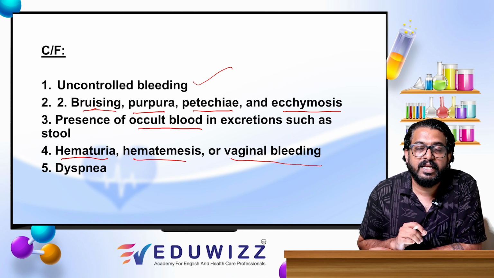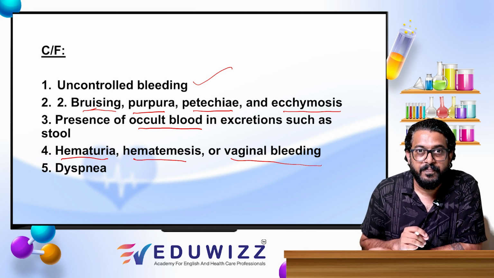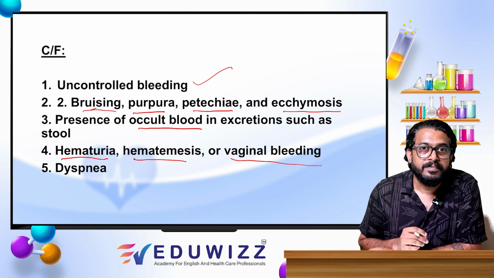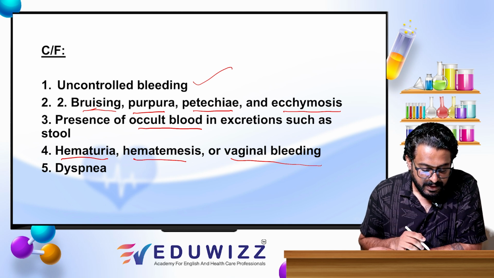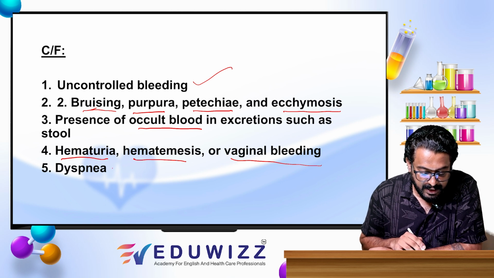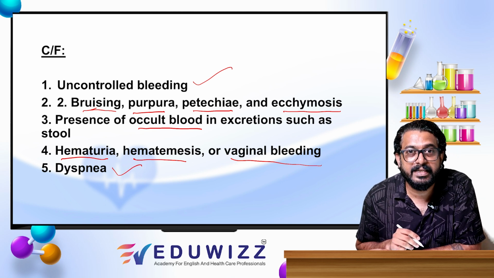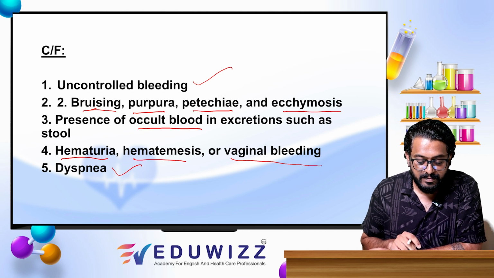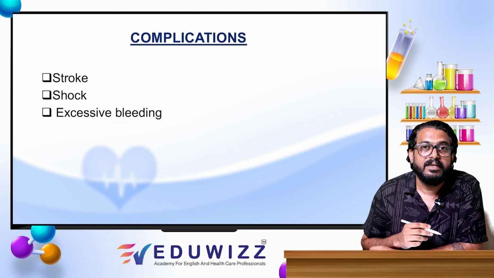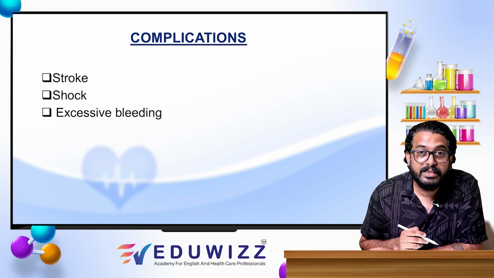There will be discolorations like ecchymosis, petechiae and purpura, or there will be bleeding, vaginal bleeding, occult blood in the stool and uncontrolled bleeding. These are the symptoms, and the patient will have another symptom which is dyspnea. Due to tissue hypoxia, the patient might develop dyspnea. Okay, so complications are because of this bleeding and excessive blood loss.